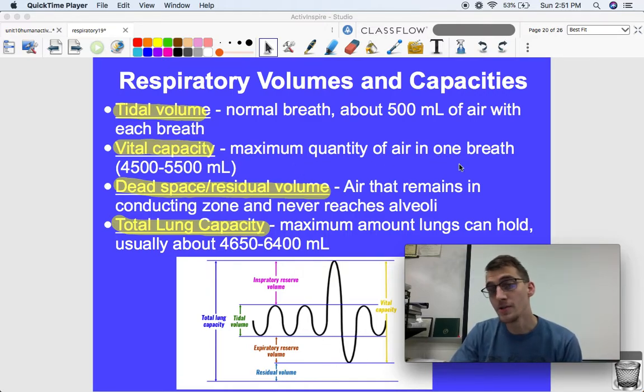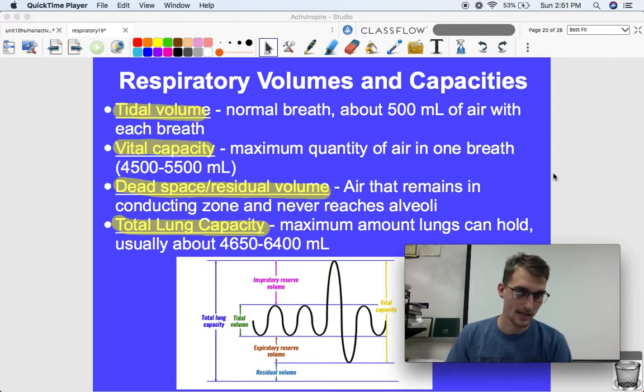Individuals that exercise more and do more aerobic exercise are going to have a higher vital capacity. They will have adjusted more to taking in more oxygen. So like a marathon runner or a sprinter or a swimmer, that kind of thing. Somebody that does a lot of aerobic exercise is going to have a really big vital capacity.